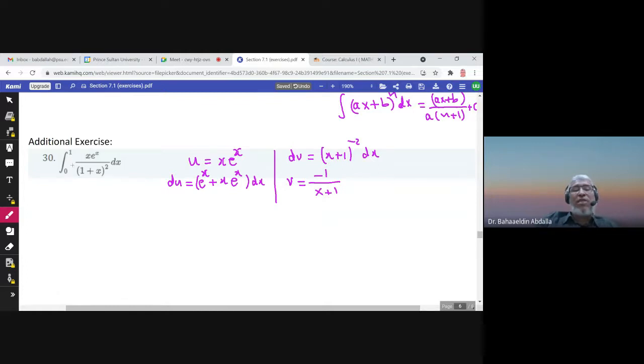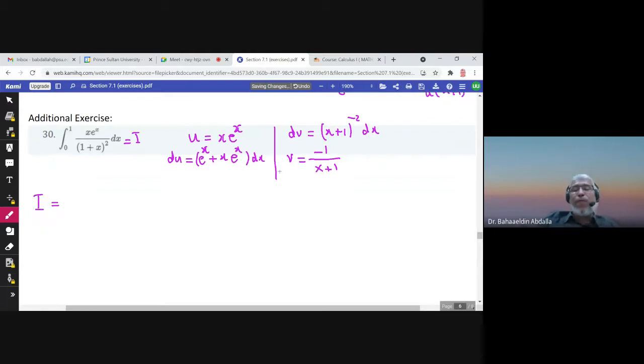Notice that this is a definite integral. Let me call it I. So I would be uv, so it's negative x e^x over x plus 1 from 0 to 1, minus the integral of v du. Notice that there is a minus sign, so it will make this plus. And then I'll have the integral of (e^x plus x e^x) over (x plus 1) dx.